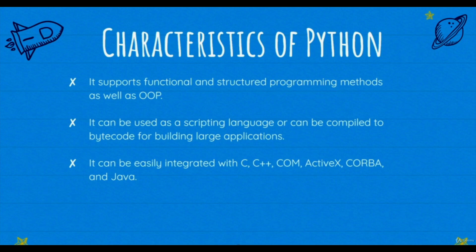It also supports multiple inheritance, unlike Java. A class is a blueprint for such an object. It is an abstract data type and holds no value. So it can be used as a scripting language or can be compiled to bytecode for building large applications. If you are familiar with languages like C++ or Java, you must first compile the program and then run it. But in Python, there is no need to compile it.